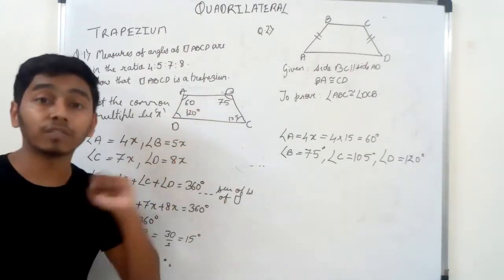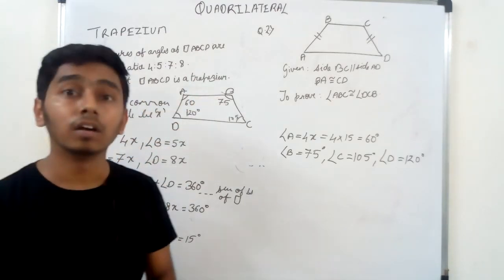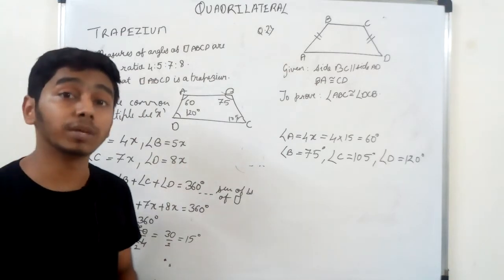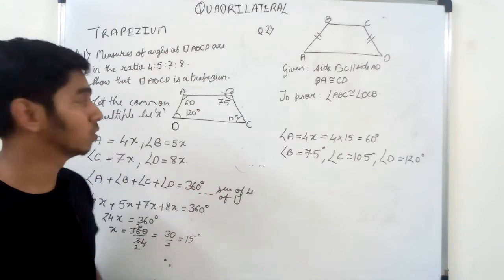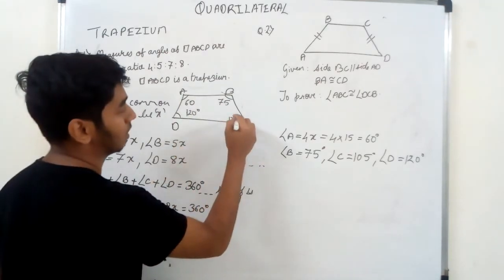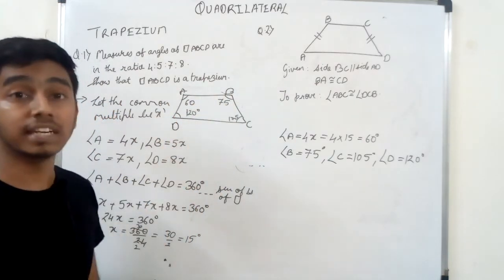Okay, so after finding the angles, what are we supposed to prove? Prove that this is a trapezium. So to prove that this is a trapezium, what are we supposed to actually prove? That one pair of sides is parallel. Yes or no? That means AB should be parallel to CD. Okay, this is 105. So AB should be parallel to CD.